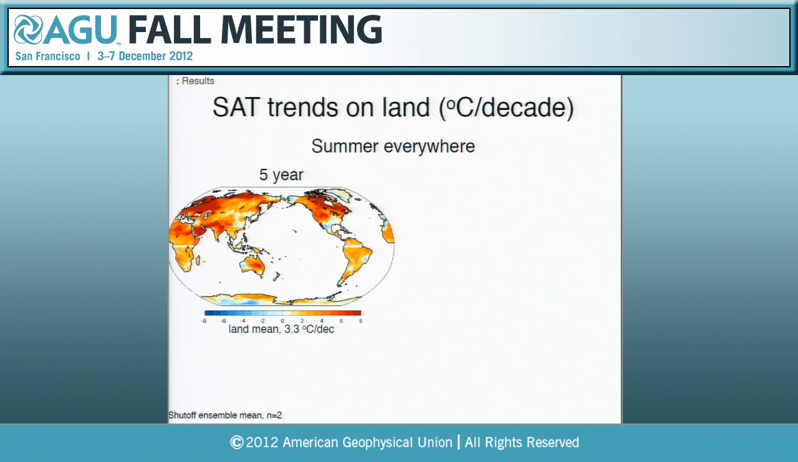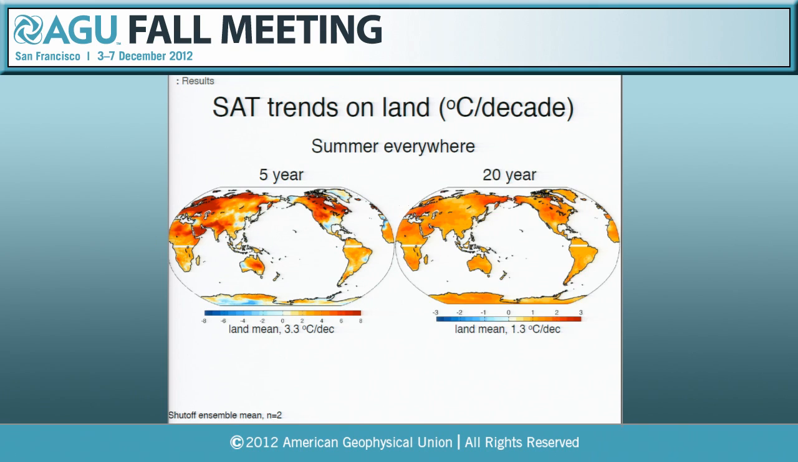So here we go. These are 5-year trends in summer in both hemispheres, and the axes are minus 8 to 8. Some of these regions are reaching 8 degrees Celsius per decade, and the global land mean is over 3 degrees Celsius per decade, which is already rather large. Now let's see what happens if you look at 20 years. Remember, this is a pretty high background emission scenario, but it's definitely a plausible one. We have much more spatially uniform trends all over land. Basically everything is over 1 degree per decade, and the average is 1.3.